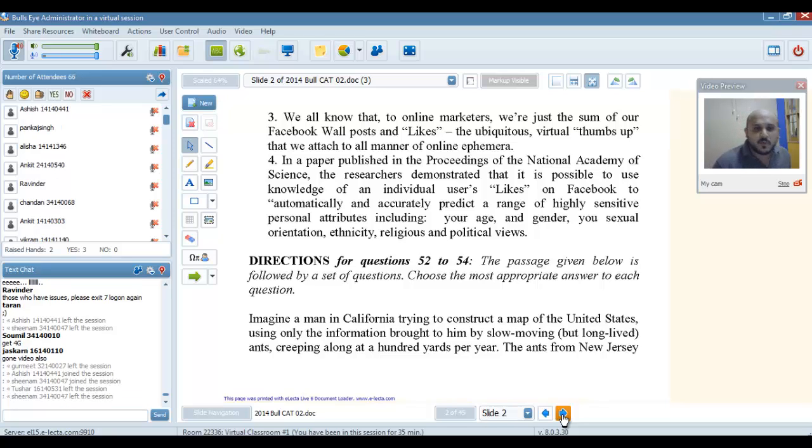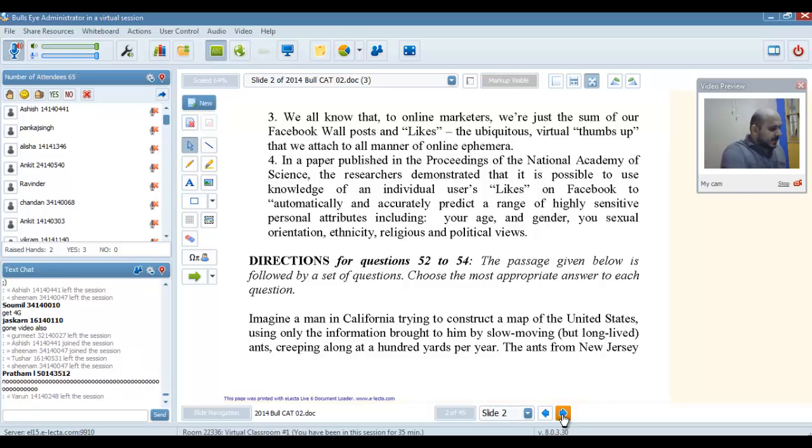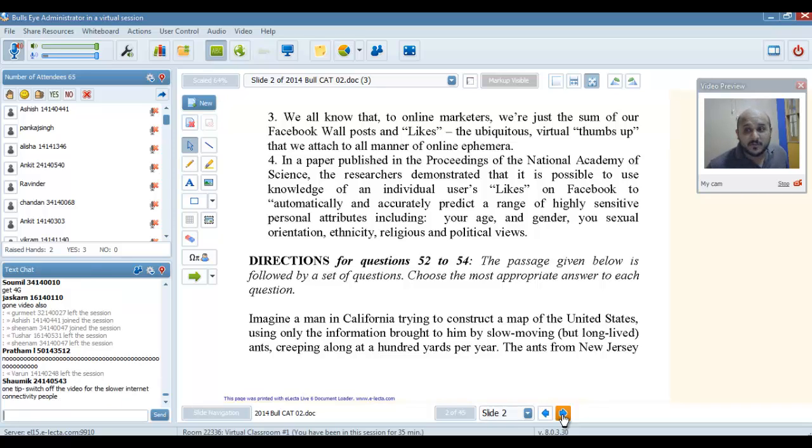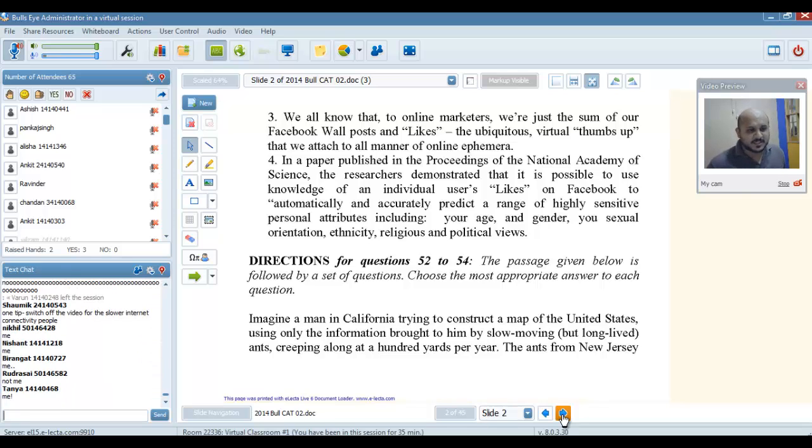Okay guys, we move on to the next question now. The next thing that we do for this session, there is one peculiar thing about this paper. Out of the 5 RCs in the paper, 3 of them were based on science. How many of you like science? How many of you like science? Science-based passages.